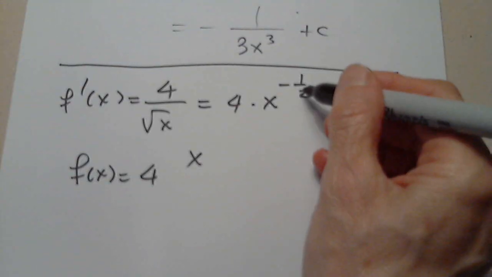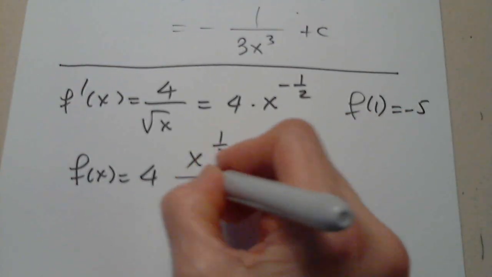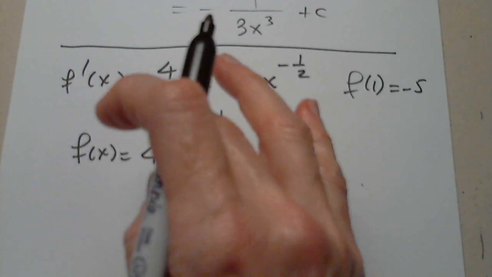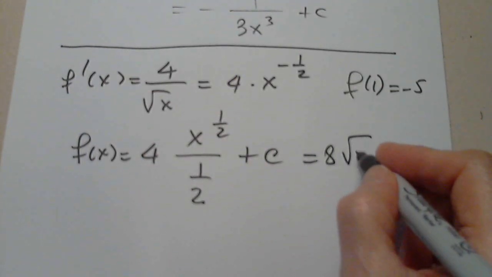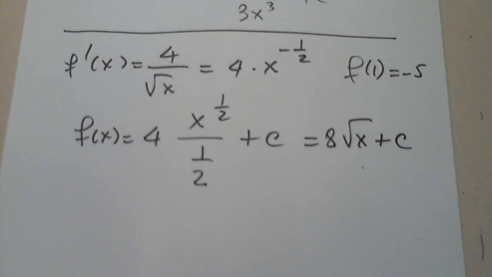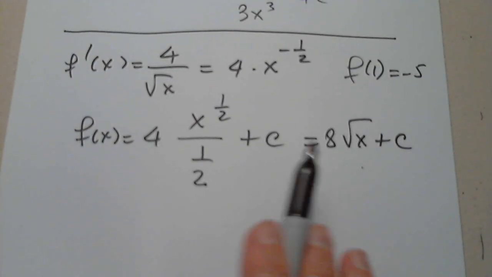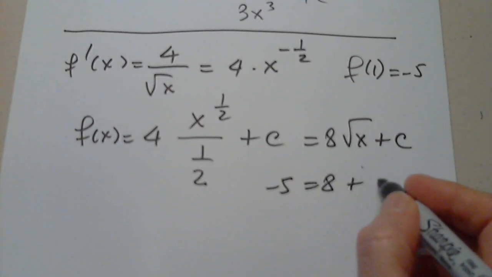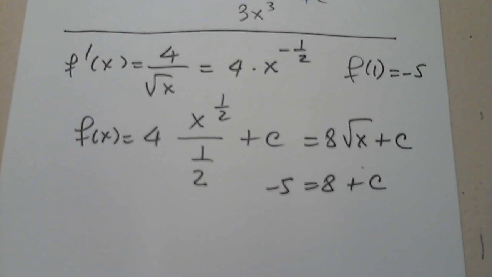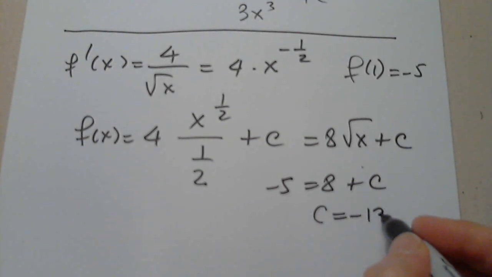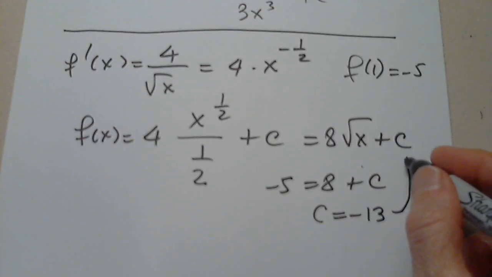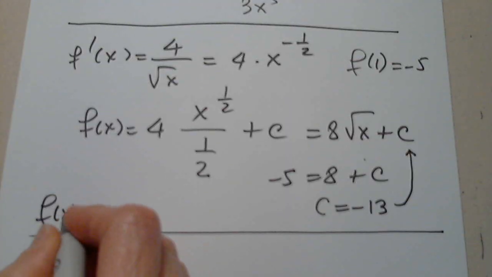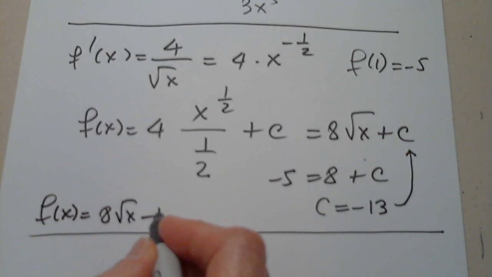4 x to negative 1/2 plus 1 is 1/2, divided by the same number, plus a constant c. Of course, you have to flip. So this is 8 square root of x plus a constant c. When you plug in 1, the function is negative 5. So the equation is negative 5 equals 8 plus a constant c. Therefore, c equals negative 13. All you have to do is go back and plug it in. You have to rewrite the function. So f of x equals 8 square root of x minus 13.